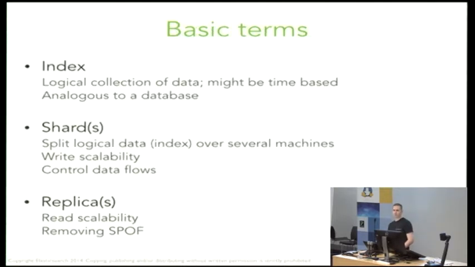So a few basic terms. An index is essentially a database for Elasticsearch. It's broken into shards, which are then spread across all of your different nodes in the cluster. And then you can replicate the indexes as well, which provides scalability and some redundancy.